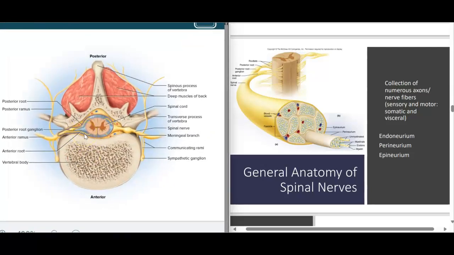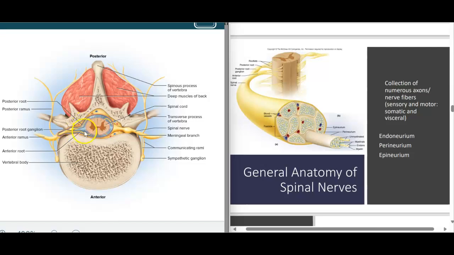Okay, so here is the spinal cord. Here is the anterior root. Here is the posterior root. The posterior root has this little bulb on it. That's called the posterior root ganglion. Now, from here we have the spinal nerve, and that's what we see here. So here's that ganglion, that bulb, okay? And so we have anterior, posterior root, spinal nerve, and then the spinal nerve splits again.